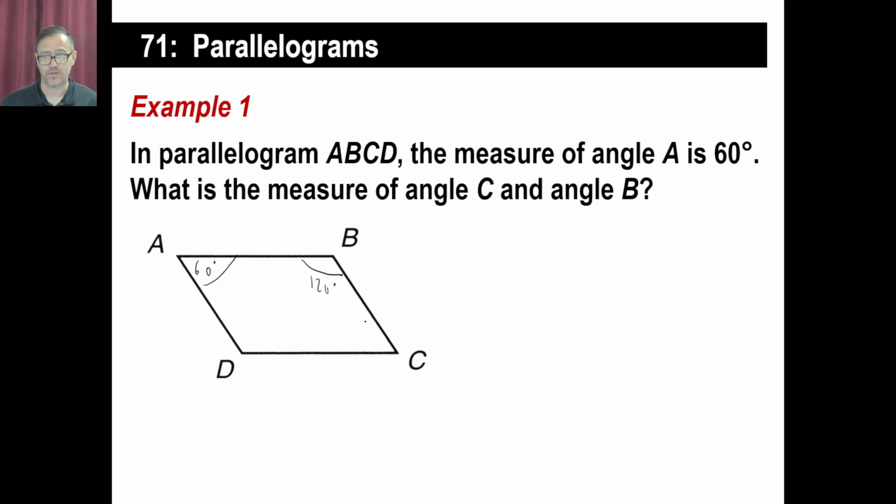Also, angle C, there are two ways we can prove that this is 60. Number one, it's an opposite angle of A, which means it's also 60. Number two, it's right next to B, and these two angles together have to equal 180 degrees. So there you go. That's our second proof.